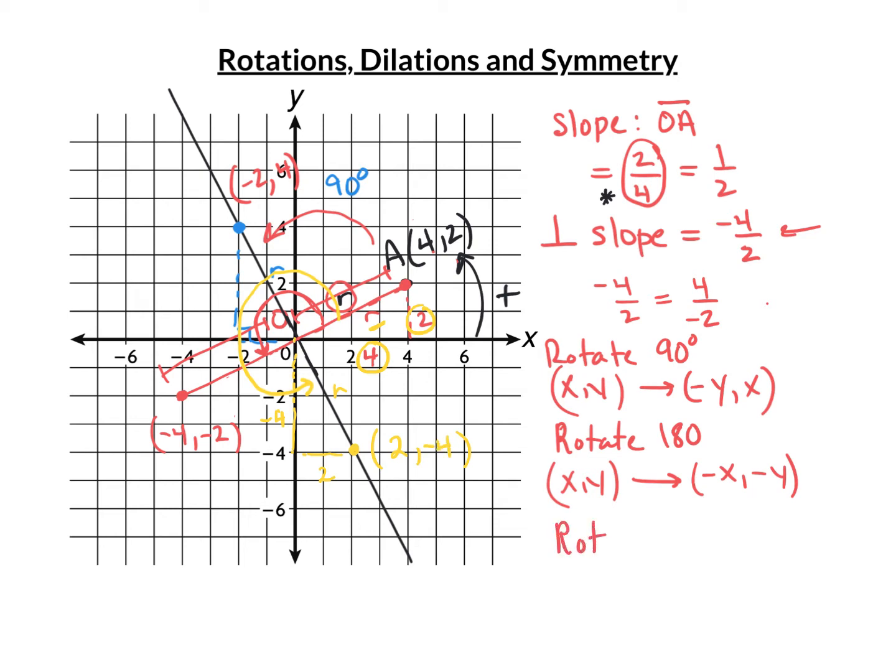If we rotate 270 degrees, the point (4, 2) becomes (2, -4). That means (x, y) becomes: the 2 from point A is now in the x spot. So the x becomes y, and the 4 in the original point becomes a negative 4 in the y spot. It becomes negative x.